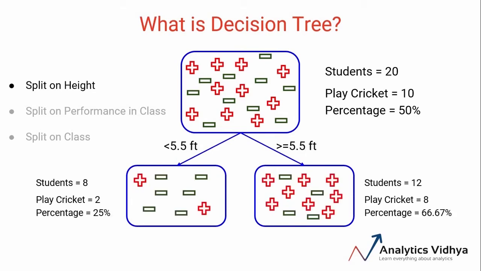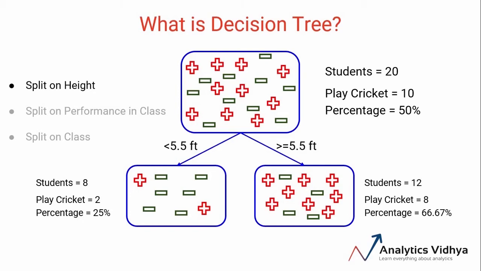As you can see here, there are 8 students who are below 5.5 feet, and out of those 8 students, only 2 are actually playing cricket. Hence, the percentage of students who are below 5.5 feet in height and play cricket is 25%. And I can say that 75% of the time, people who are below 5.5 feet do not play cricket. Whereas there are 12 students above 5.5 feet, and out of those 12 students, 8, as we can see in this box, are playing cricket. And the percentage of playing cricket in this case is somewhere around 67%.